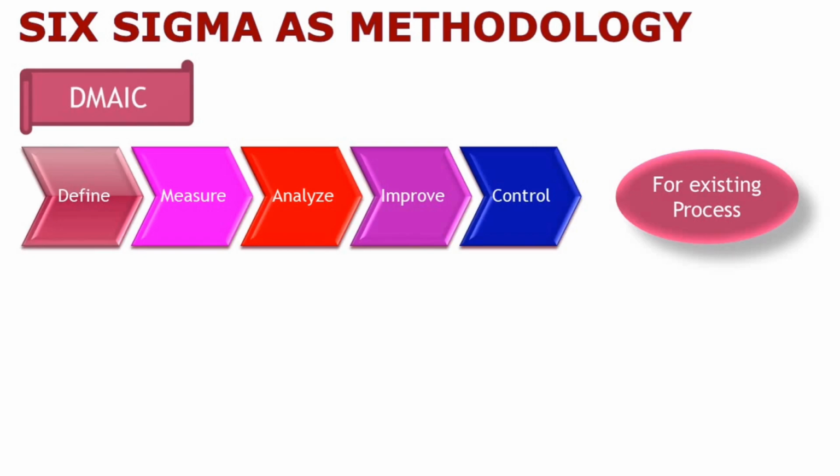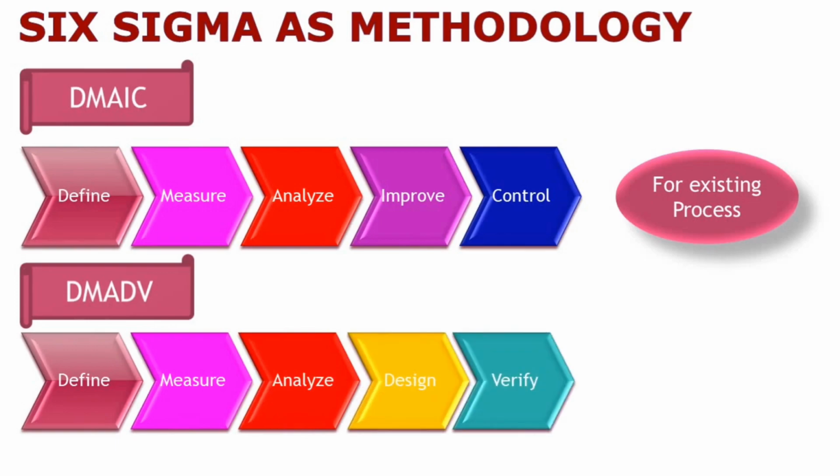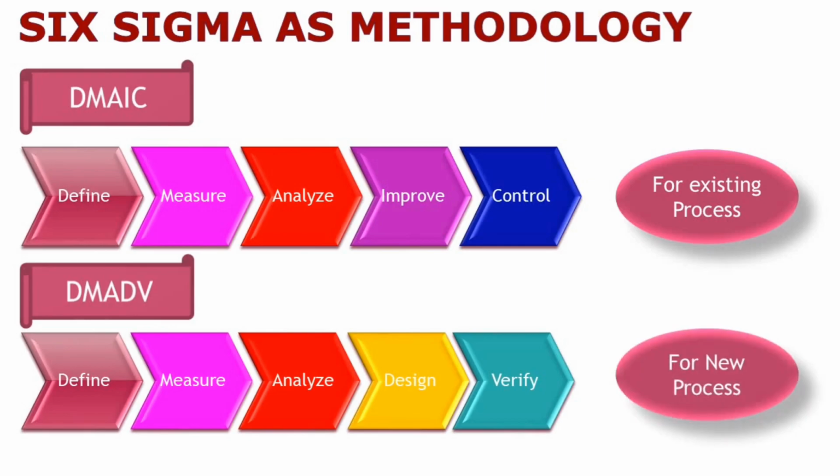When we are creating a brand new process, we use a different approach. It's called DMADV. Define, measure, analyze, design and verify. First, we define what we want to achieve with the new process. Then we measure the process to gather data, analyze it to ensure it meets our goals, design the process with all the improvements in mind, and finally we verify that it works as intended.